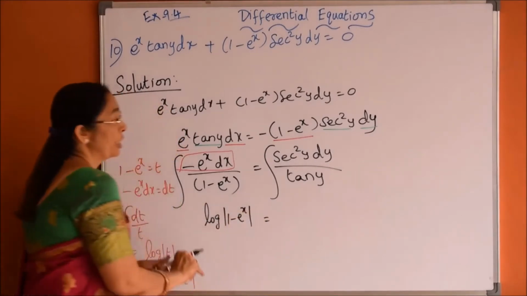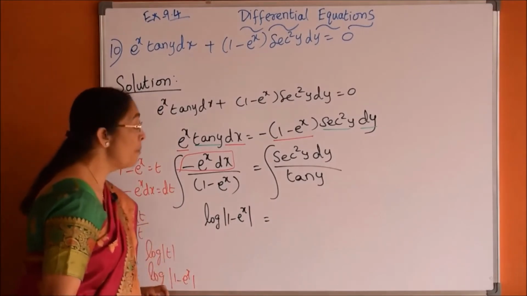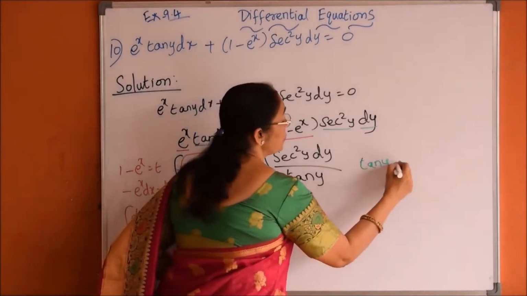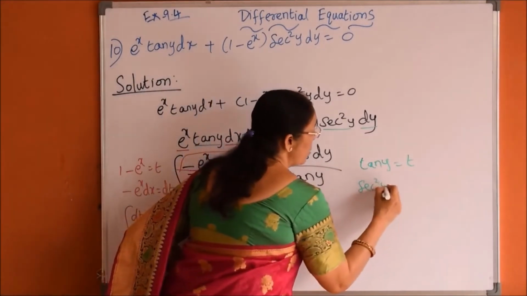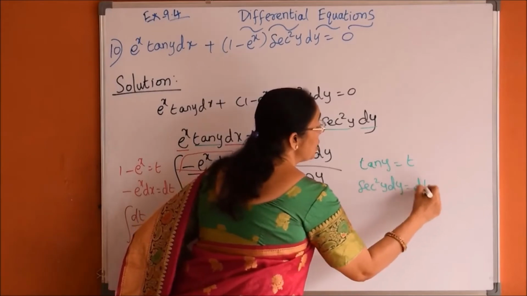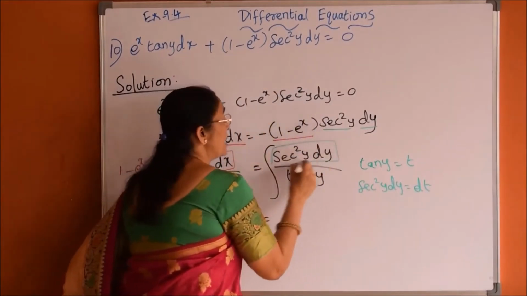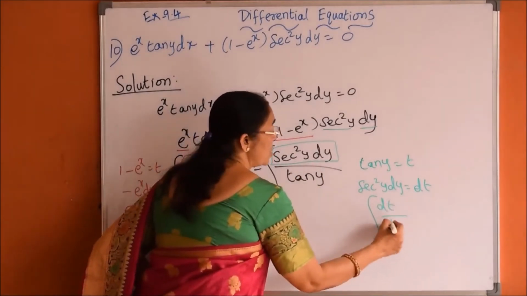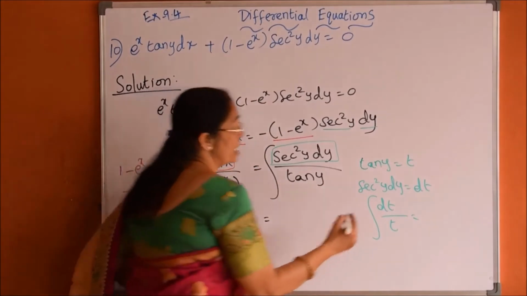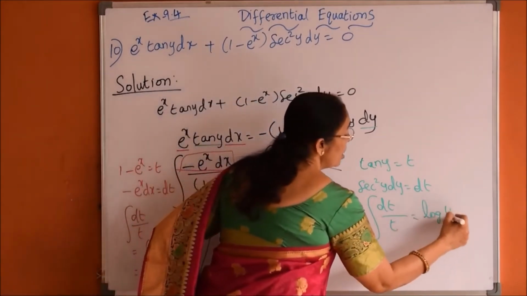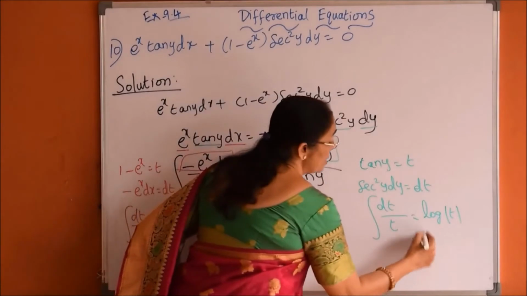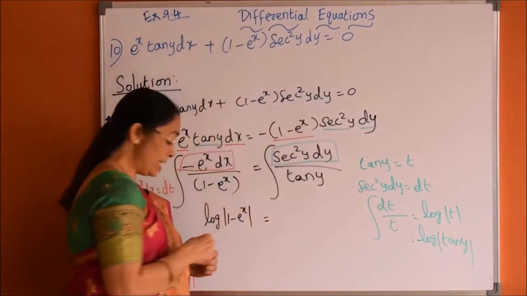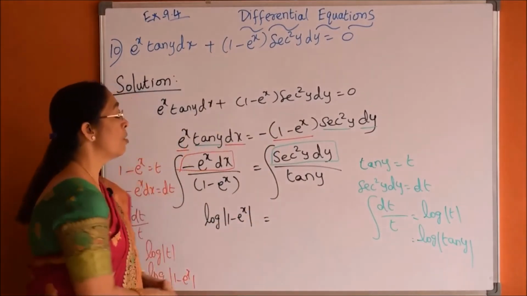Now coming to the right hand side, which is again the substitution method. So tan y is equal to t, and we will get secant square y dy is equal to dt. The complete numerator is dt, so we can replace the numerator as dt and the denominator is t. Again, integration of dt by t is log mod t. Here t is tan y, so log mod tan y. So the right hand side integration part is log mod tan y.